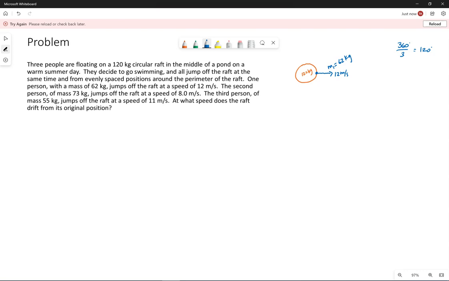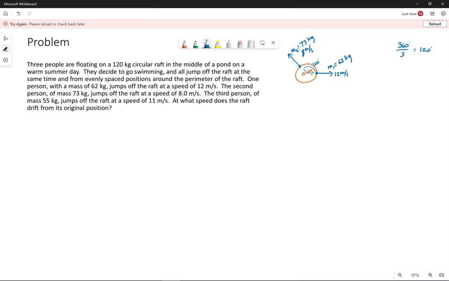So the next person will jump out this way. The angle, if we imagine our coordinate system right here, the angle here will be 120. So this person, mass of 73 kilograms, jumps off at a speed of 8 meters per second.